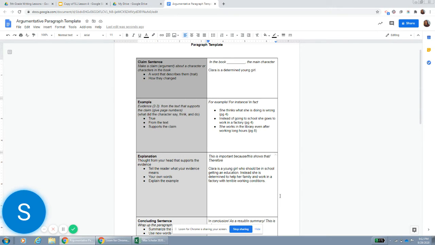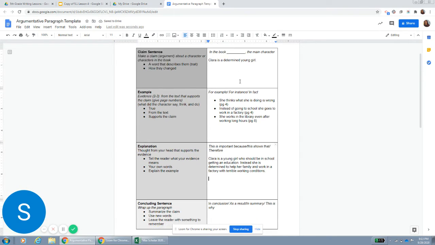When I say conditions, I mean how they treat her in the factory, the conditions in which she works, which we know, it was long hours. She didn't eat. It was hot. It was crowded. They would yell at her. They would tell her to hurry up. Right? These are not good working conditions. So that's what I'm saying there. That's it. I explained why this evidence shows that she's determined.